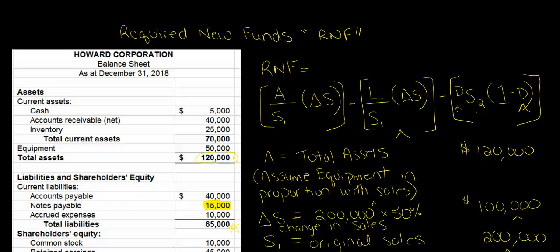So we're just going to go ahead and redo the RNF calculation, but we're going to change one of the assumptions, and this is with equipment. And this assumption is that we have excess capacity. So what that means is that the equipment that you have now can still generate more sales. So with the excess capacity, it won't actually change when we're increasing our sales. So when you see the question saying it has excess capacity, this 50,000 will just remain the same.